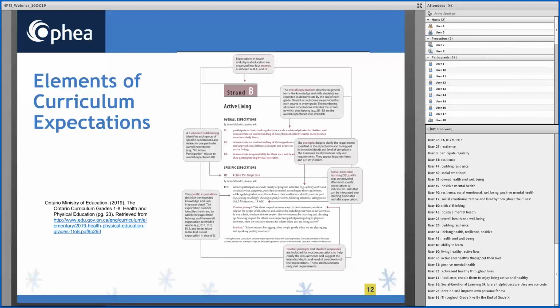So I just want to stress the difference between the examples and the teacher prompts. The examples are in parentheses and are meant to clarify the requirements specified in the expectation. Teacher prompts are meant to illustrate the kind of questions teachers might pose. So they can choose to draw on the examples and teacher prompts that are appropriate for their classroom, or they can develop their own approach, keeping in mind equity and diversity and the diverse backgrounds that we have in our classes, as well as being age appropriate. So we can use the examples that are provided to us, or we can create our own.